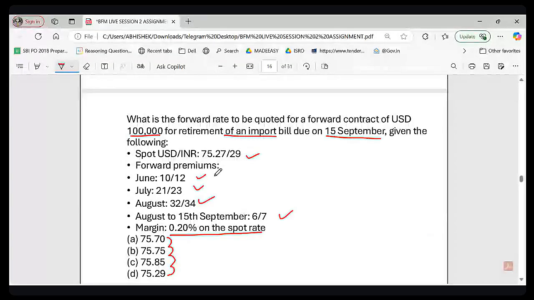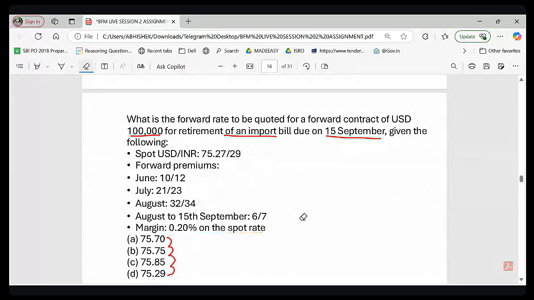So spot rate here is how much? 75.27/75.29, right? So these rates represent the bank buying and selling price for US dollar. Now here is a question for you. Since this is an import bill, आप क्वेश्चन को ध्यान से पढ़िए. अभी हमने रिटायरमेंट वाला केस एक बात किया था, रिटायरमेंट ऑफ इंपोर्ट बिल. रिटायरमेंट का मतलब होता है कि आप इंपोर्ट बिल को रिटायर कर रहे हैं, उसका पेमेंट कर रहे हैं. You are arranging for the payment of that particular bill. So here it is import bill.